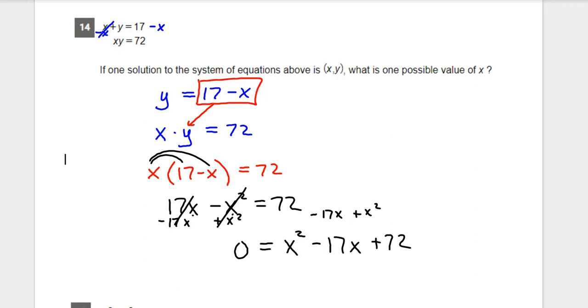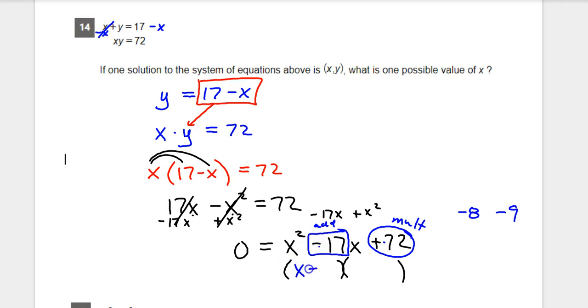And now to solve a quadratic, you normally try to factor. So I'm going to factor. And basically what we're doing here is we're finding two numbers that can multiply to make positive 72, but can add to make negative 17. So immediately I'm thinking 8 and 9, negative 8 and negative 9, they multiply to make positive 72. They add to make negative 17. So I go x minus 8 times x minus 9 equals 0.